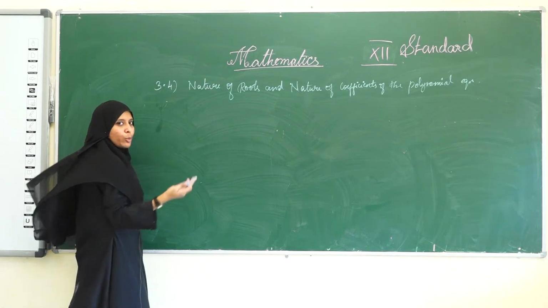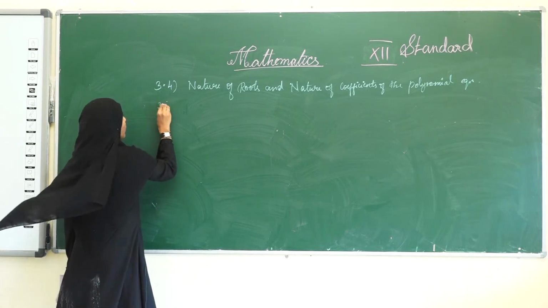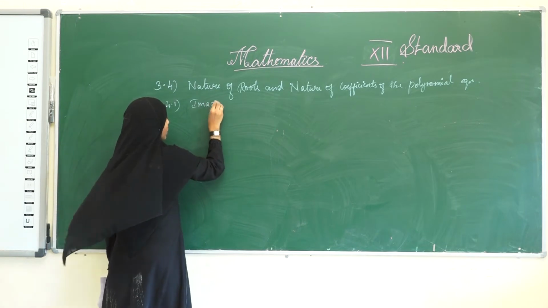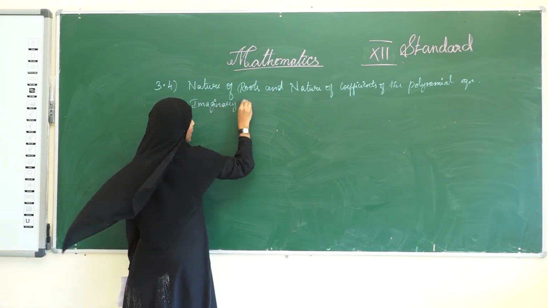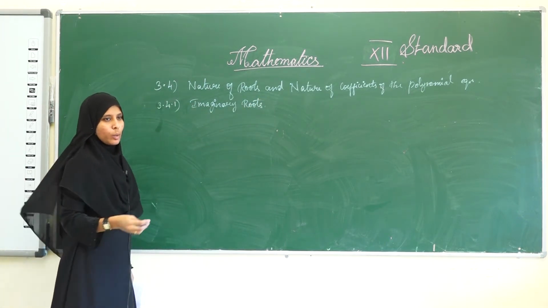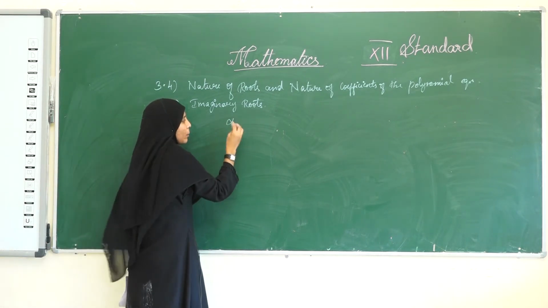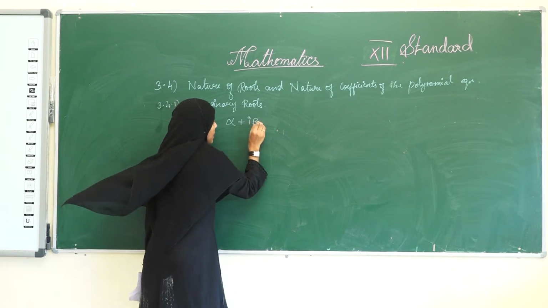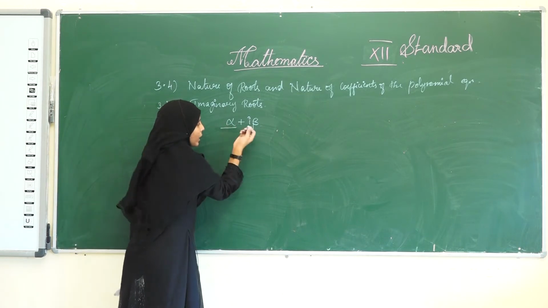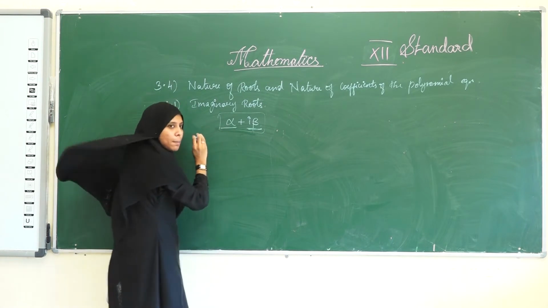What are the types of roots? We have irrational roots, rational roots, imaginary roots, right? So 3.4.1 is imaginary roots. Where do we have imaginary roots? We have heard of it in complex numbers, right? How can we explain a complex number? Alpha plus i beta. This form of number is called a complex number. Here alpha is the real part and this is the imaginary part. So this whole number is called the imaginary root.